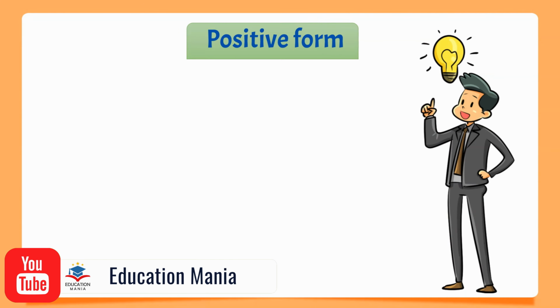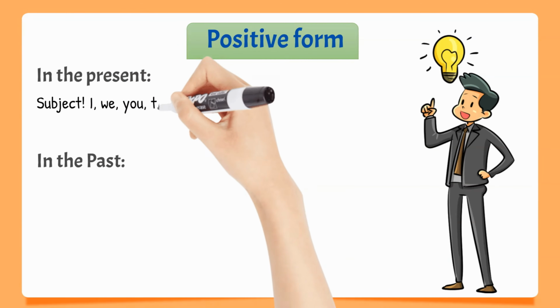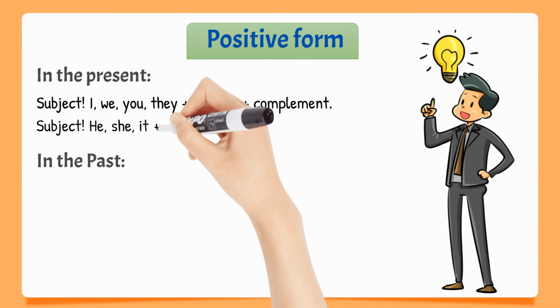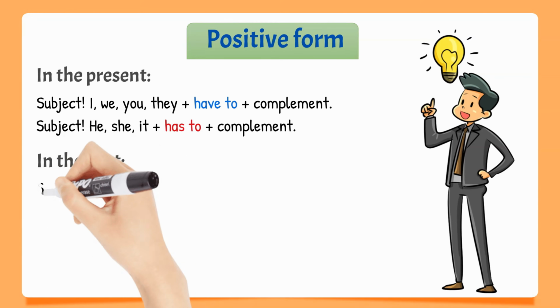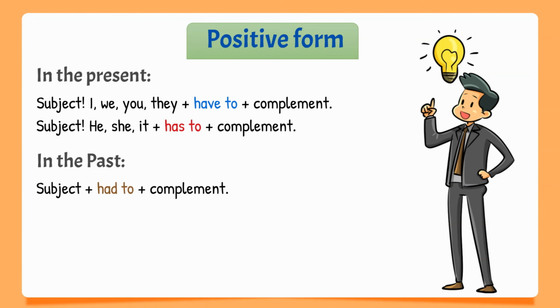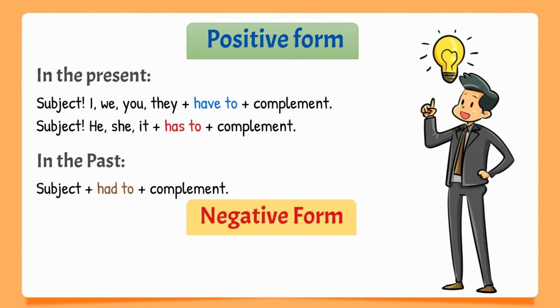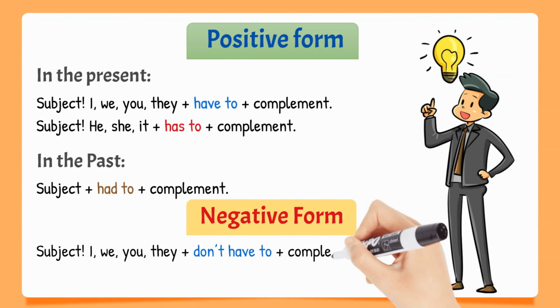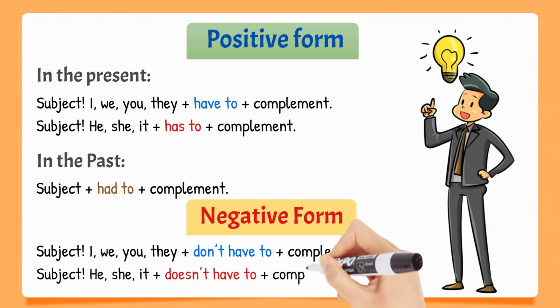Positive form. In the present. Subject: I, we, you, they, plus have to, plus complement. Subject: he, she, it, plus has to, plus complement. In the past. Subject, plus had to, plus complement. Negative form. Subject: I, we, you, they, plus don't have to, plus complement. Subject: he, she, it, plus doesn't have to, plus complement.